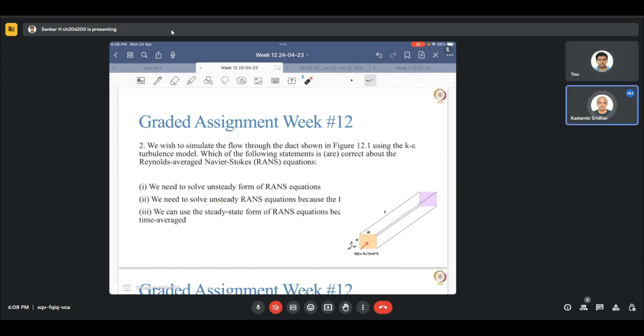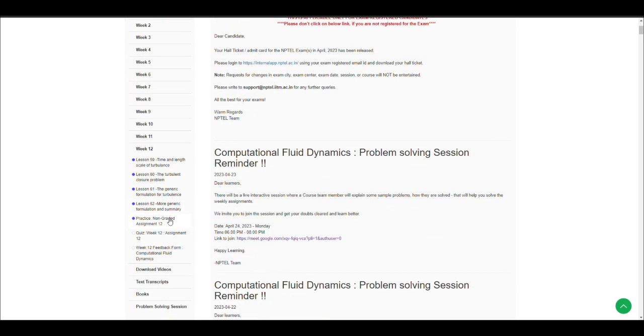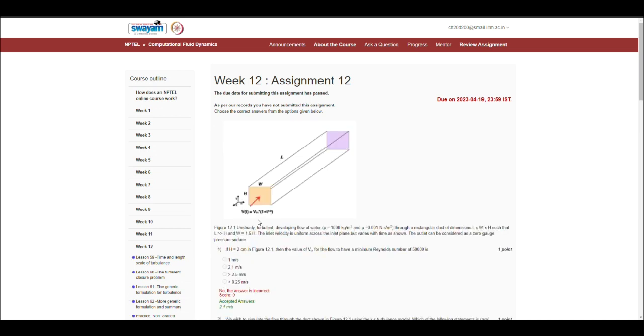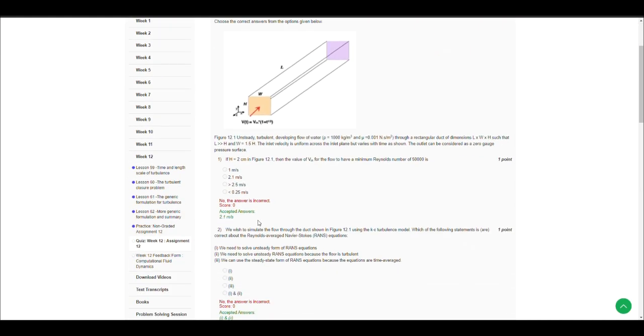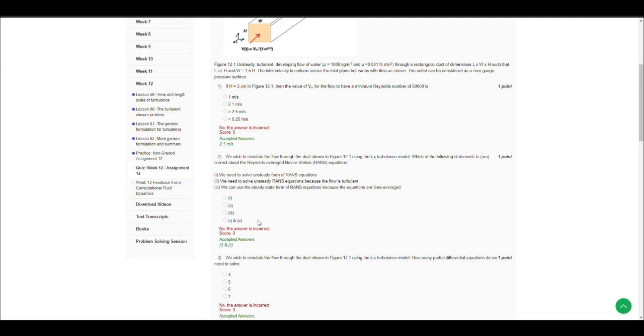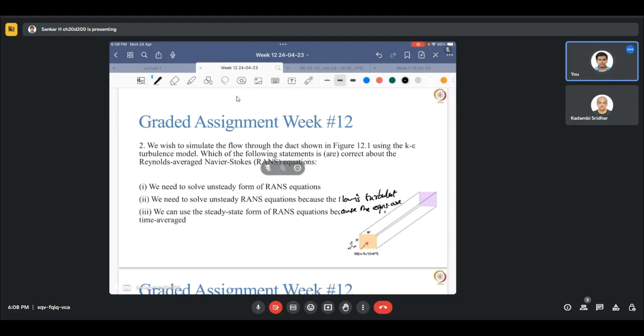But even though we have time averaged it, that does not give us the liberty to choose the steady state form of the equation, because we still have a fluctuation in the velocity profile that needs to be taken into account. And when we solve that, we can only solve that using the unsteady form of the RANS equation. There is no such thing as a steady state form of RANS, no? RANS is automatically said to be unsteady. Yes. So that statement itself is wrong here.